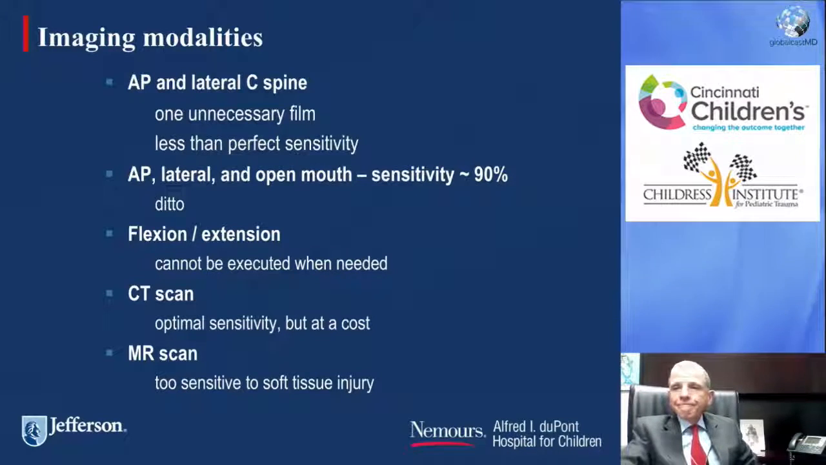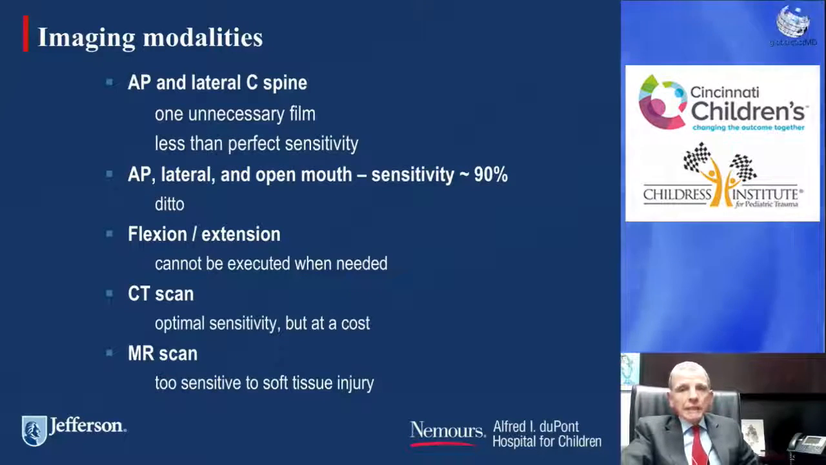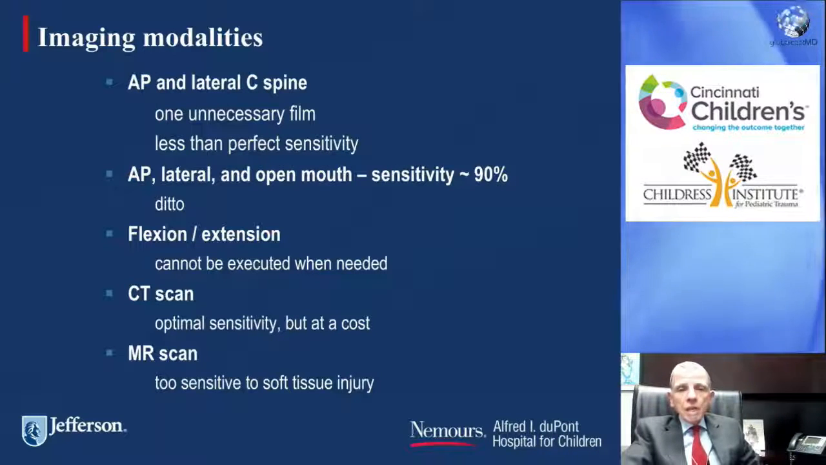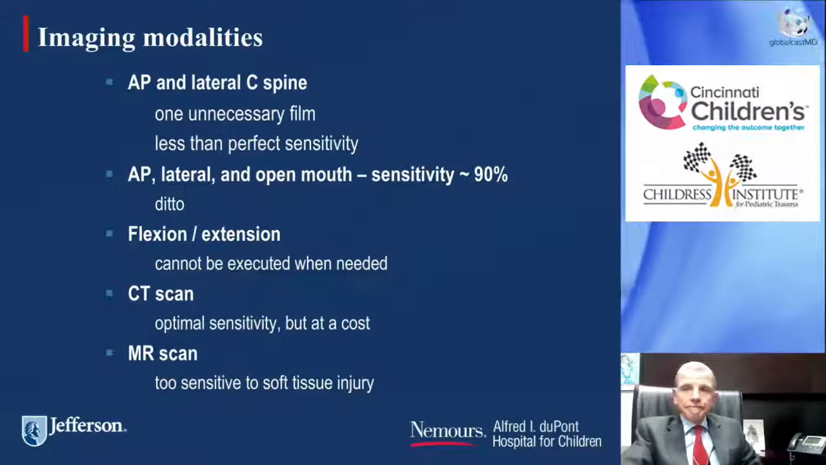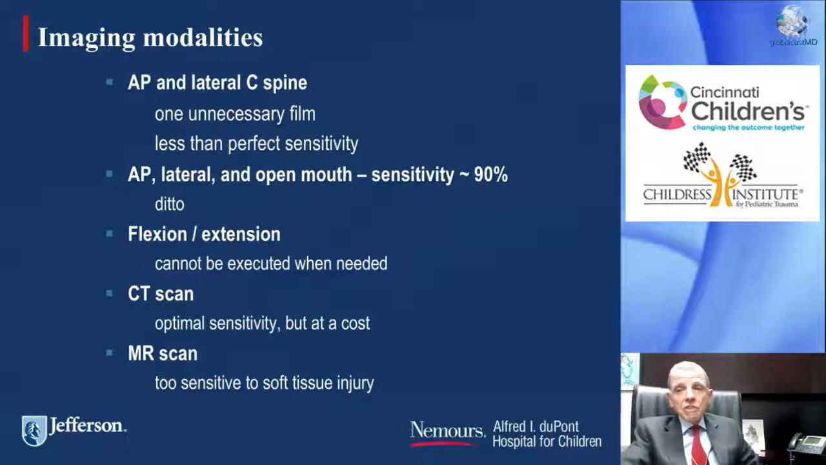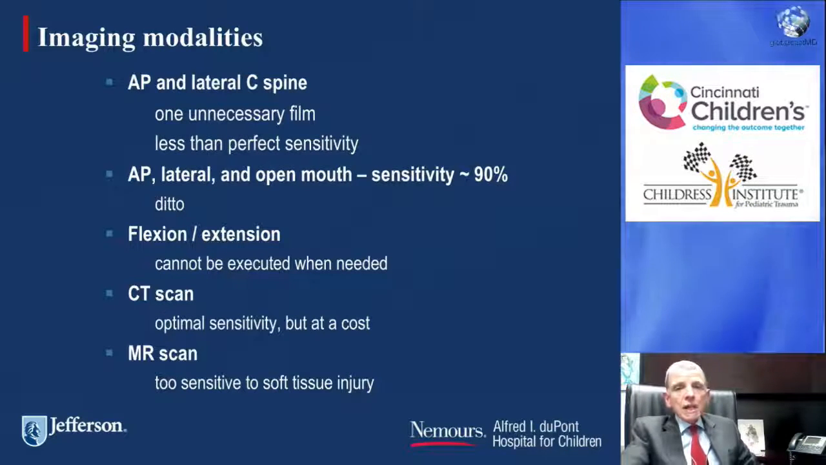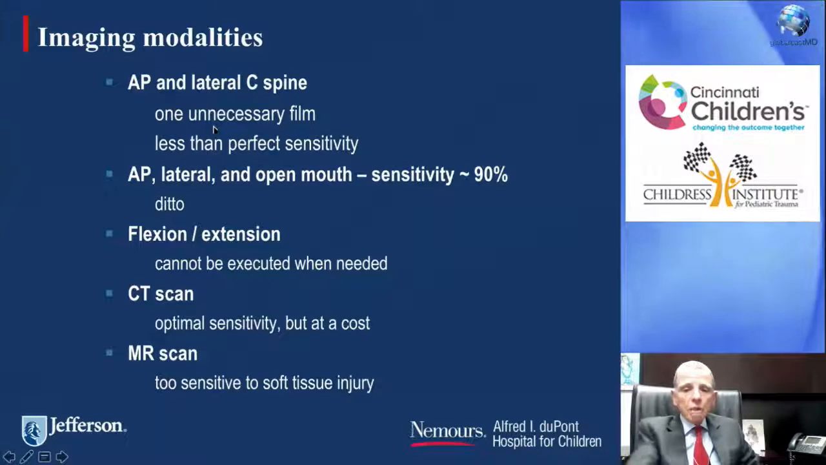CT scanning is wonderful. An adequate thin-cut CT scan with 2D reconstructions in the coronal and sagittal plane. Most of us believe the sensitivity for significant cervical spine injury is very close to 100%. They have to be interpreted carefully, and they come at a cost, namely radiation exposure. I'll talk more about that in a moment.